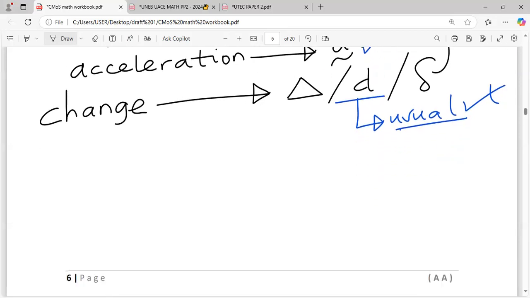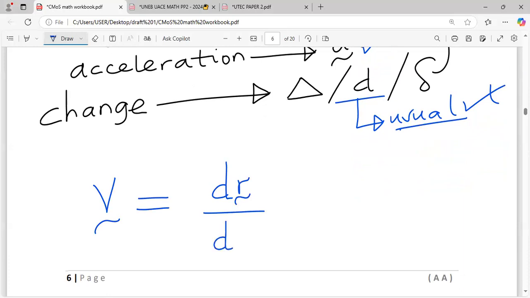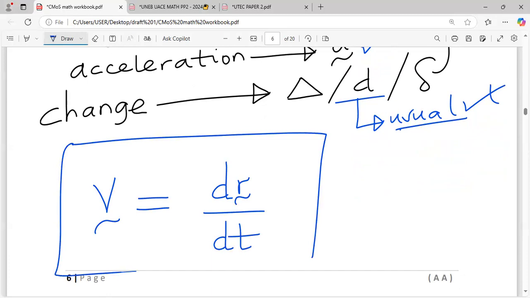So I'll come and say, what are they saying? They are saying that velocity is the change of displacement with respect to time, which is over time. But with respect, which means dt.